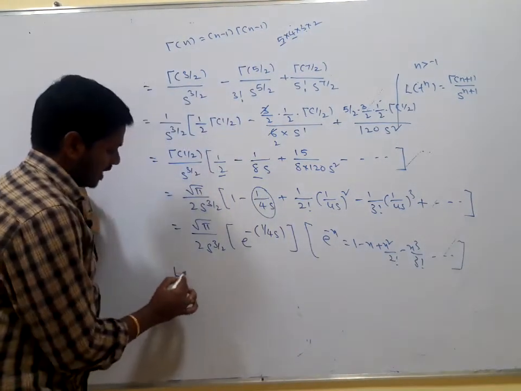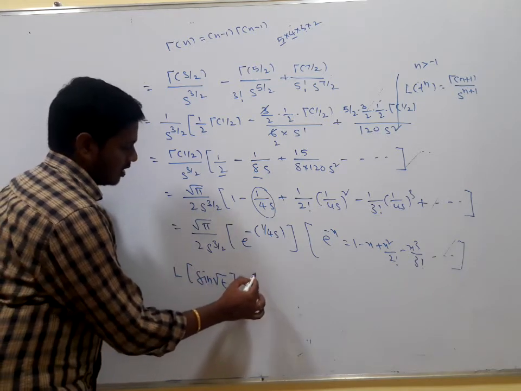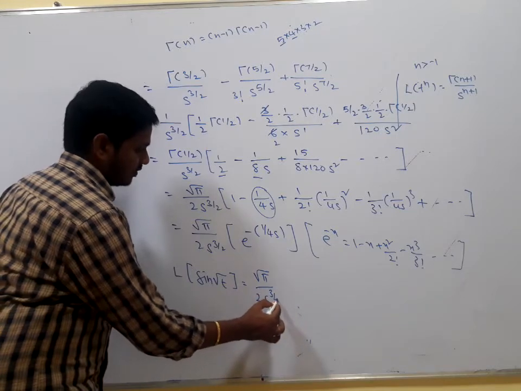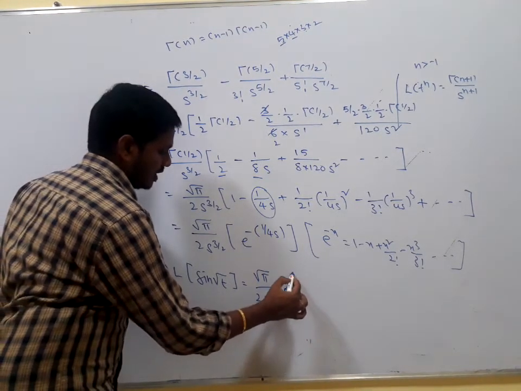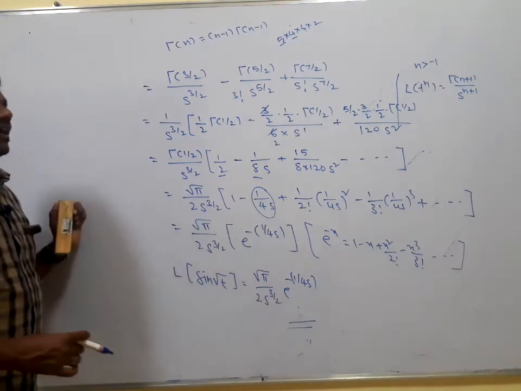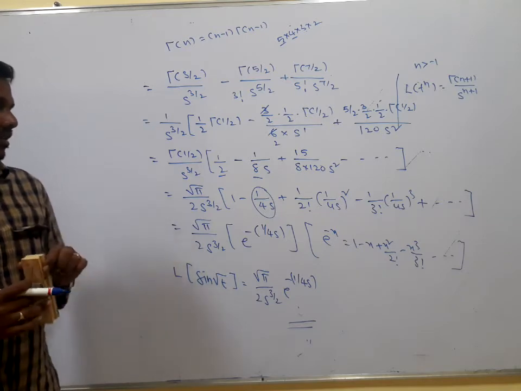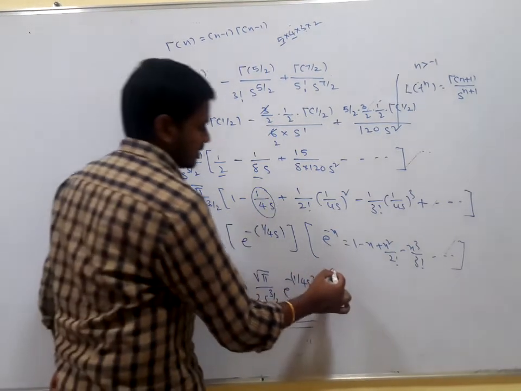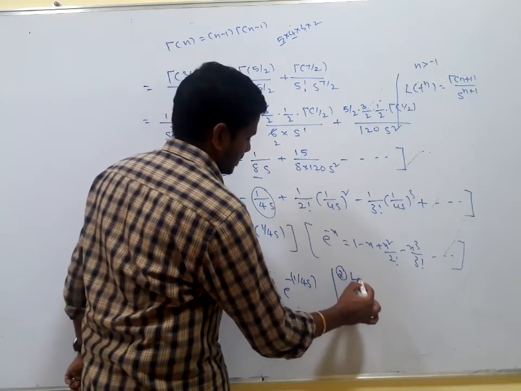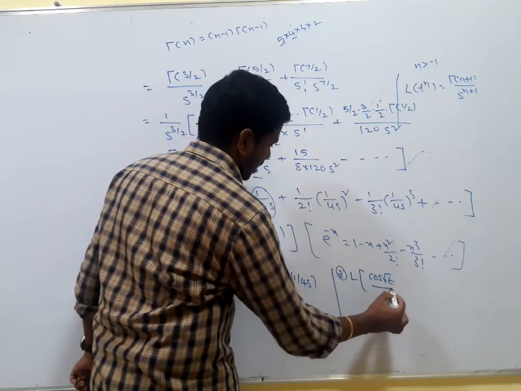So Laplace transform of sine root t is equals to root pi divided by 2s to the power of 3 by 2 of e to the power of minus 1 by 4s. This is the way of writing the Laplace transform when sine root t is given, right? Here in the same way, you are going to evaluate in the same manner Laplace transform of cos root t divided by root t.